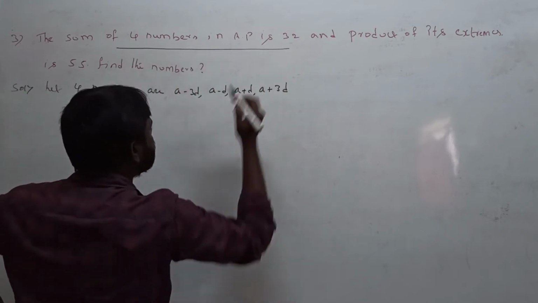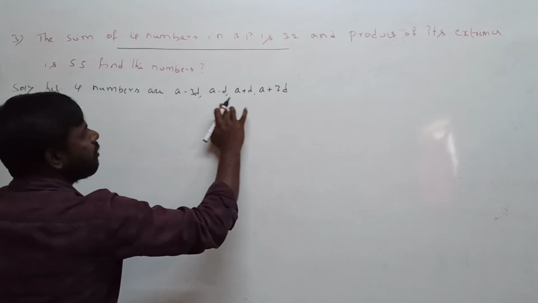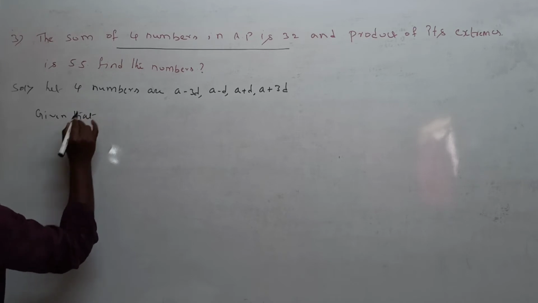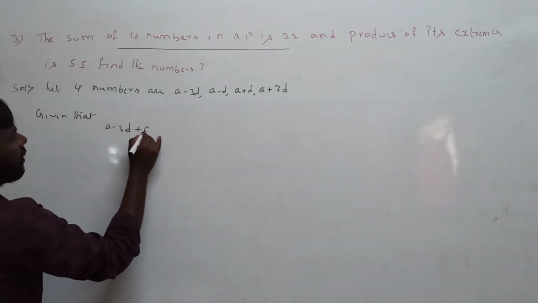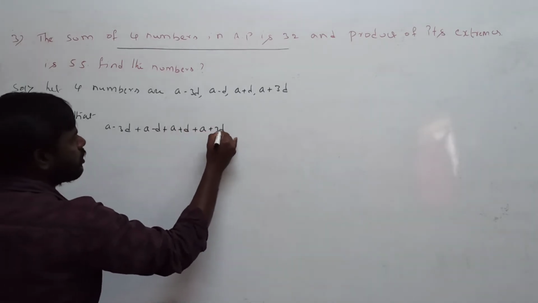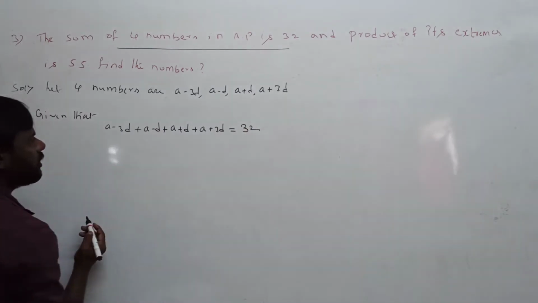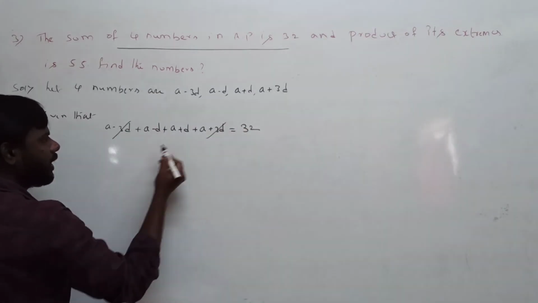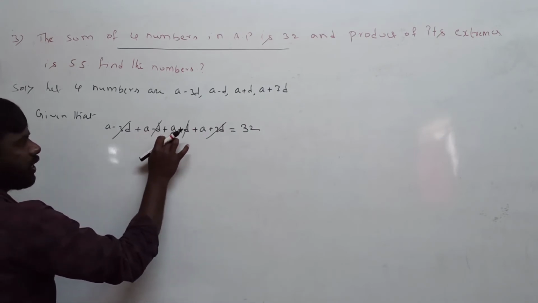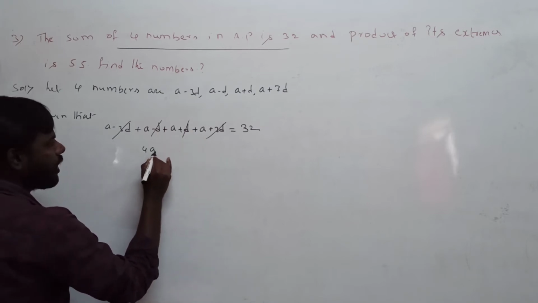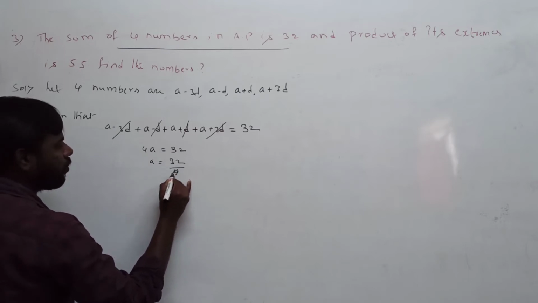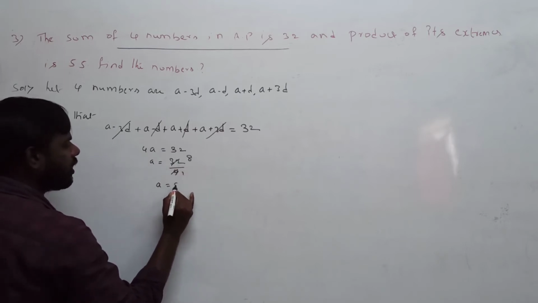What is given? Sum of 4 numbers is 32. First number is a minus 3d, second number is a minus d, third number is a plus d, fourth number is a plus 3d. Listen carefully. Minus 3d plus 3d get cancelled. Minus d plus d get cancelled. a plus a is 2a, plus a is 3a, plus a is 4a. 4a is equal to 32. The 4 goes to the denominator: 32 by 4, 4 eights are 32. So a value is 8.